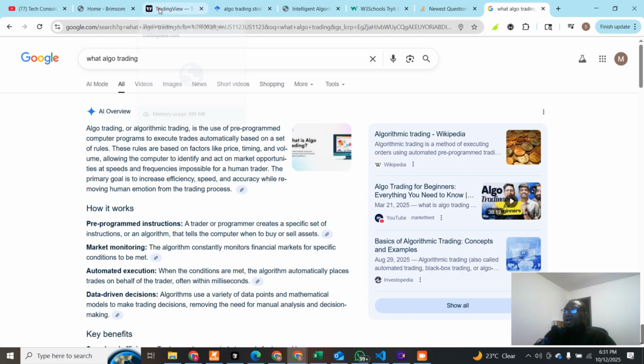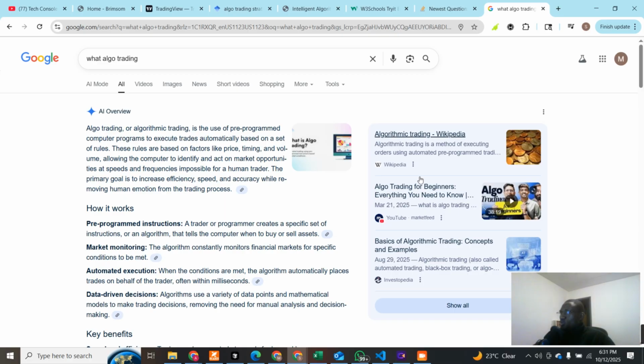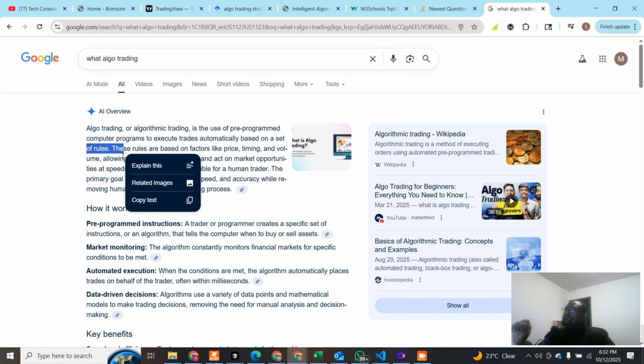So now the question is, where do I start? Let me go back again. It is the use of pre-programmed computer programs to execute trades automatically based on a set of rules. You get the point? Now the question is, where is the set of rules coming from? The set of rules come from your strategy. Do you have a particular strategy that you think is profitable, that is making you money? If you have, nice. If you don't have, don't worry, just wait. I'm still going to show you how to get one.